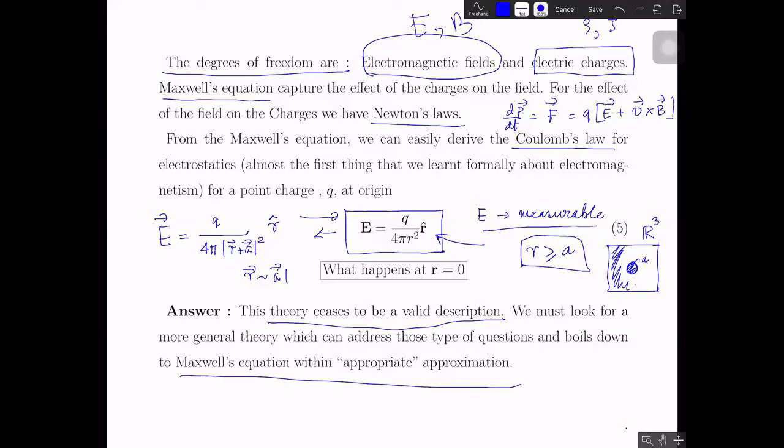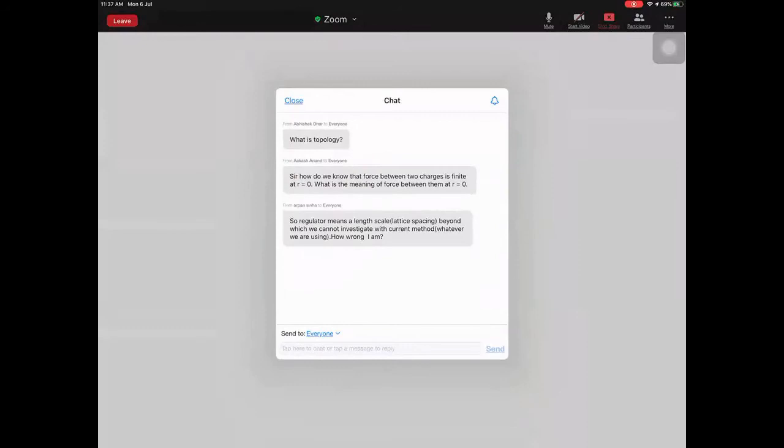More questions? There are some questions in the chat box. Can you check? It will take a long time to answer Abhishek's question, but that was an example, I guess. So the first question is by Akash Anand. How do we know that the force between two charges is finite at r equal to zero? What does it mean by a force between them at r equal to zero? So this is basically the point that I am trying to make. This Maxwell theory is not equipped to answer this question.